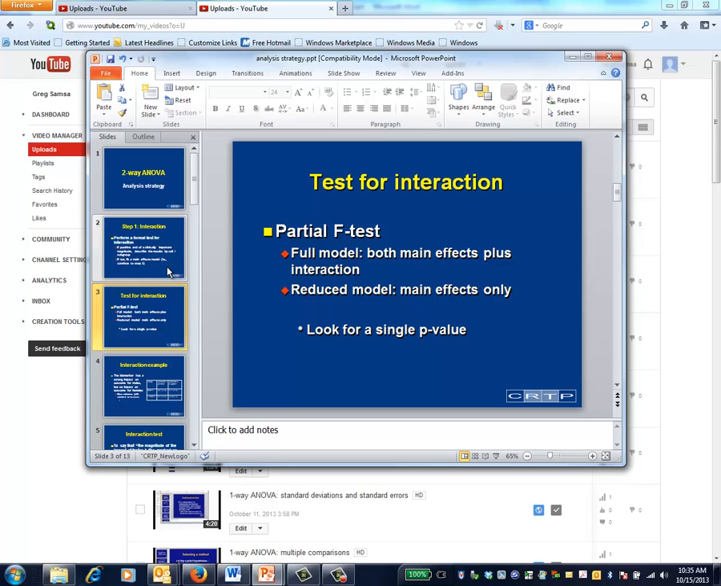The statistical comparison is accomplished by a partial F-test, comparing a full model with main effects and interaction with a reduced model containing main effects only. This information can be directly extracted from R. When the interaction term contains multiple degrees of freedom, you should be careful to find the single p-value associated with the interaction variable, not the multiple p-values associated with the various terms that constitute that interaction.